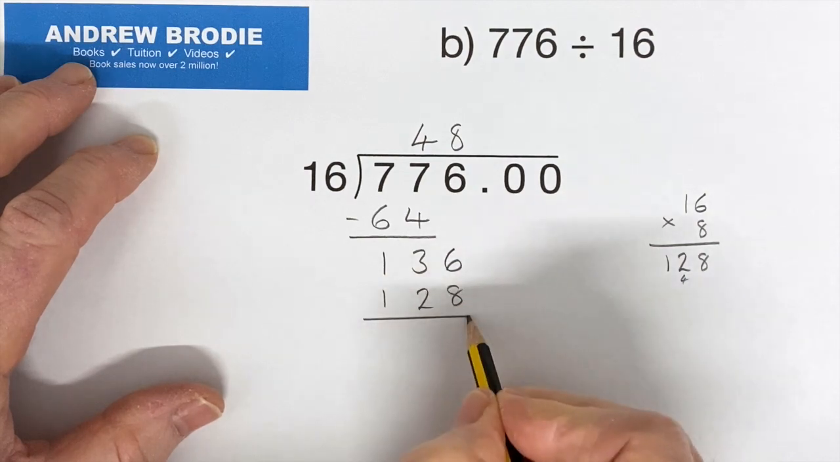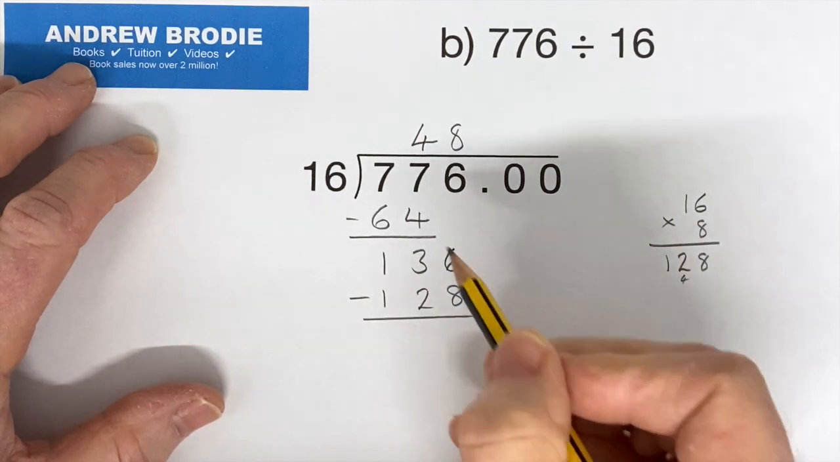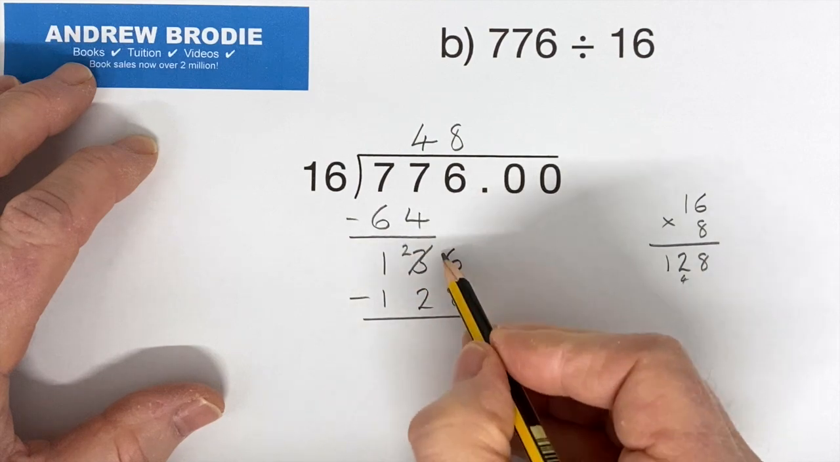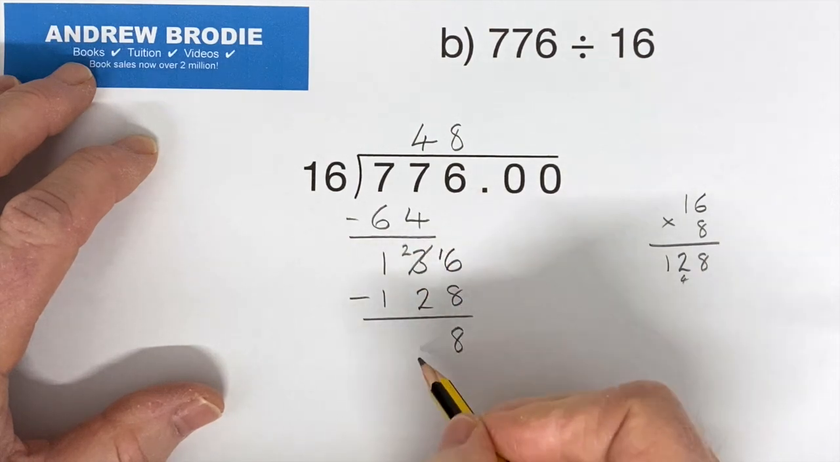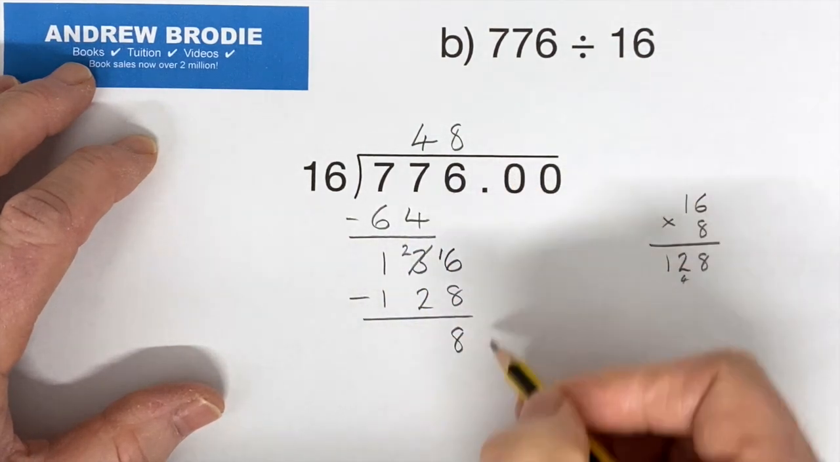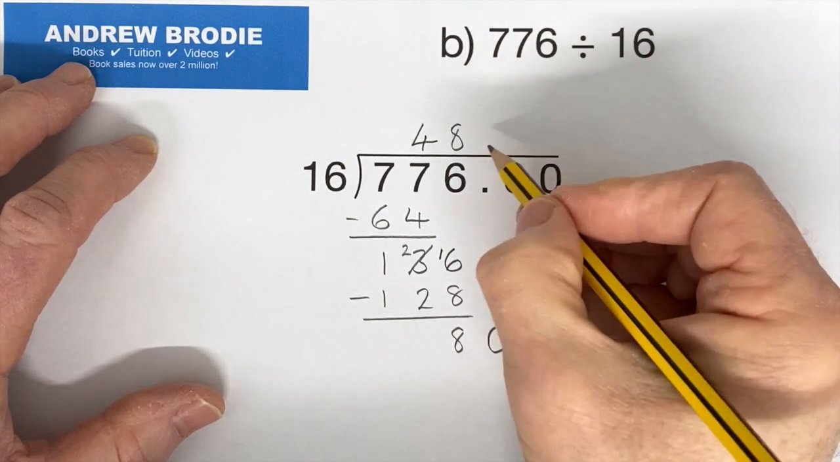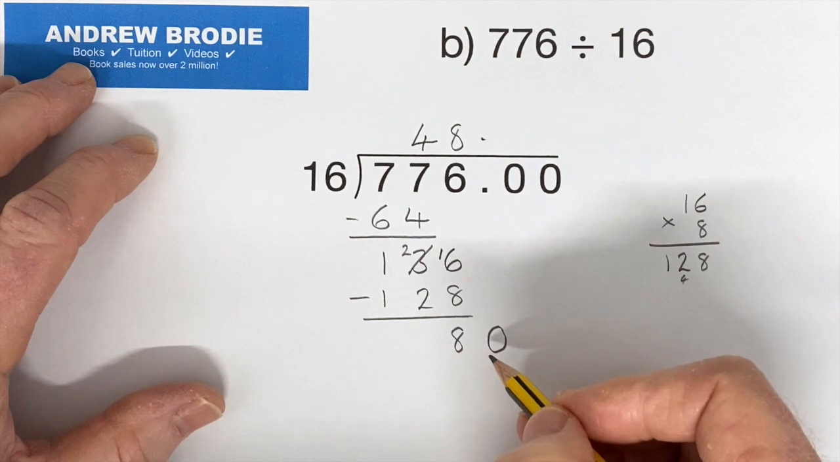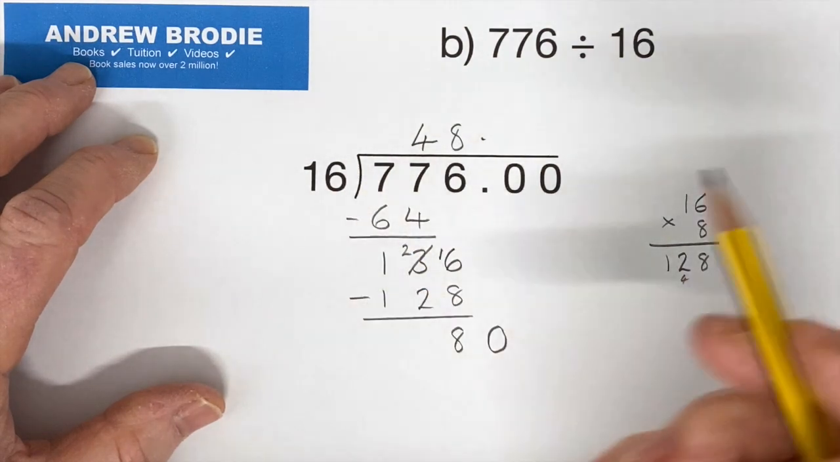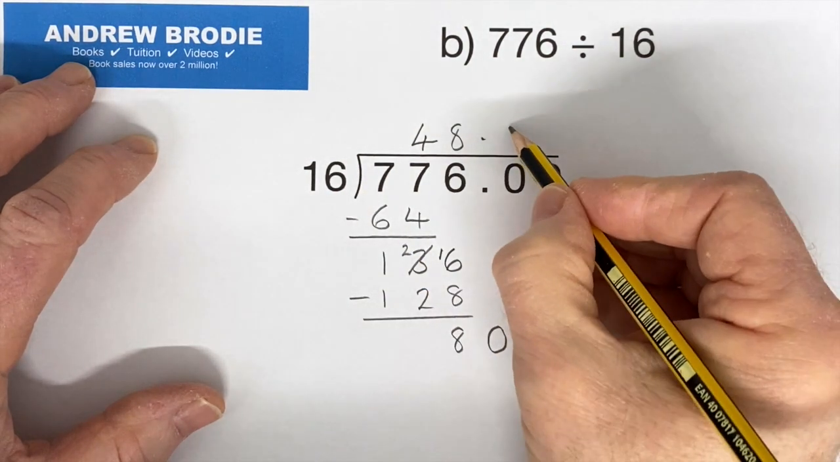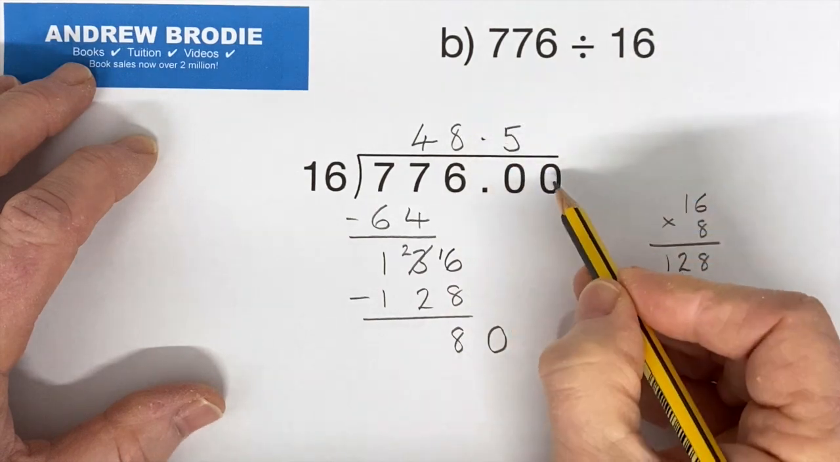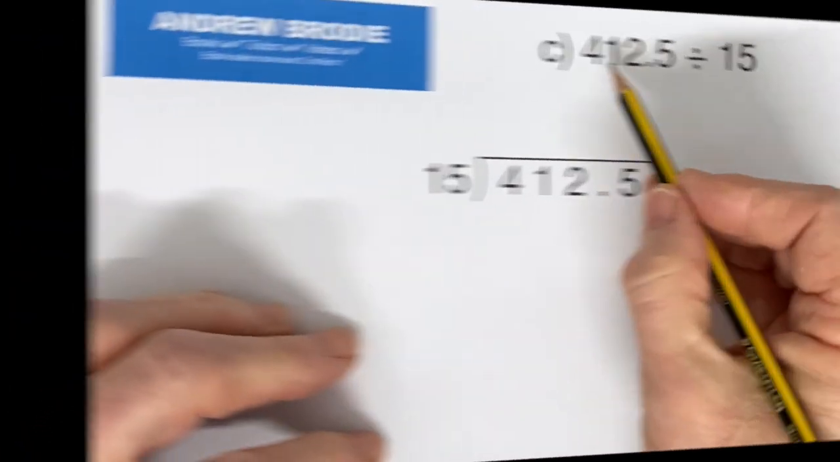128 there. Subtract that. 6 take 8 I can't do. Cross out 3. Put a 2. 16 take 8 is 8. 2 take 2 is 0. 1 take 1 is 0. Bring down that 0. 16s into 80, actually, I think go exactly 5 times. Yes, 5 10s are 50, 5 6s are 30, so that's 80. So it's 5 times. 48.5, and we didn't need the extra 0.